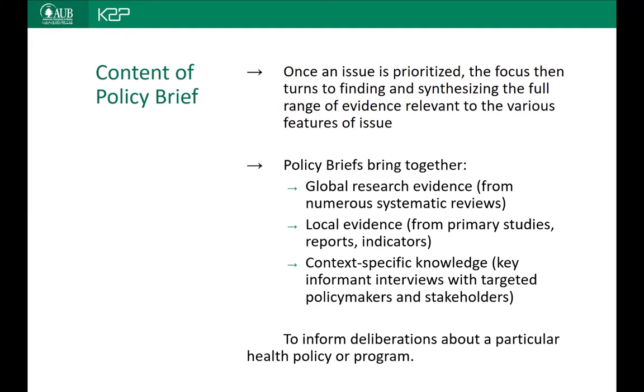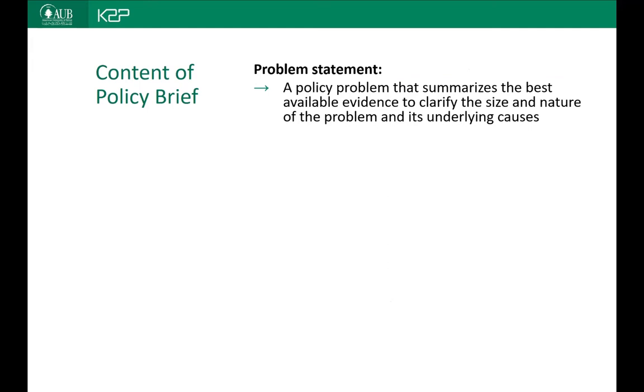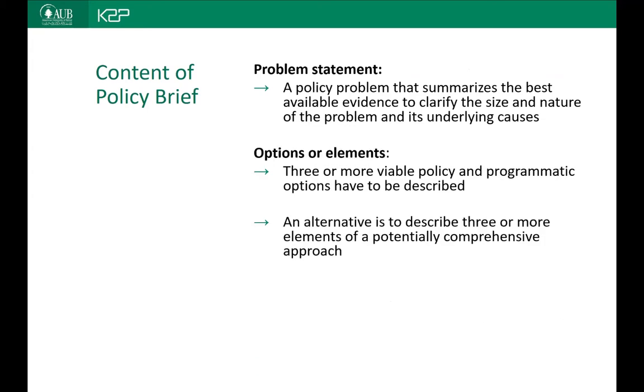Typically, when you start writing a policy brief, you start with the problem statement. So you describe the problem, including the size and its underlying causes. Once you develop the problem statement, the next step is to propose 3 or 4 policy options or elements to address the problem. Depending on the topic, you can propose 3 or more policy options related to the topic.